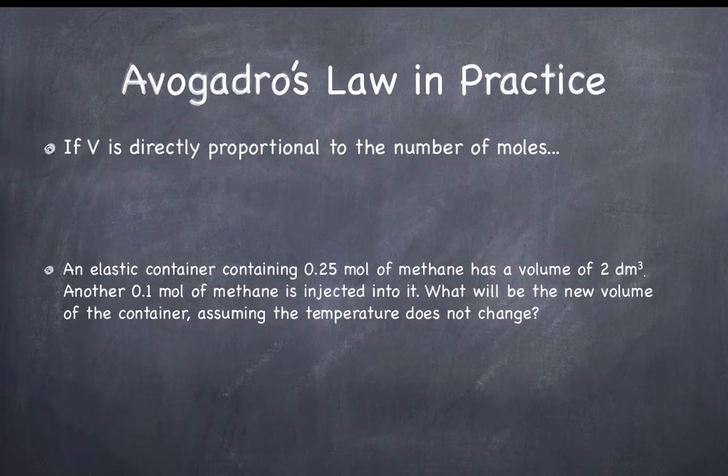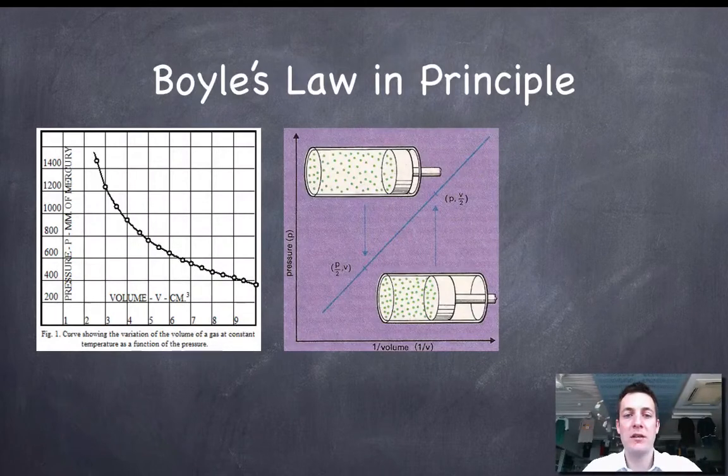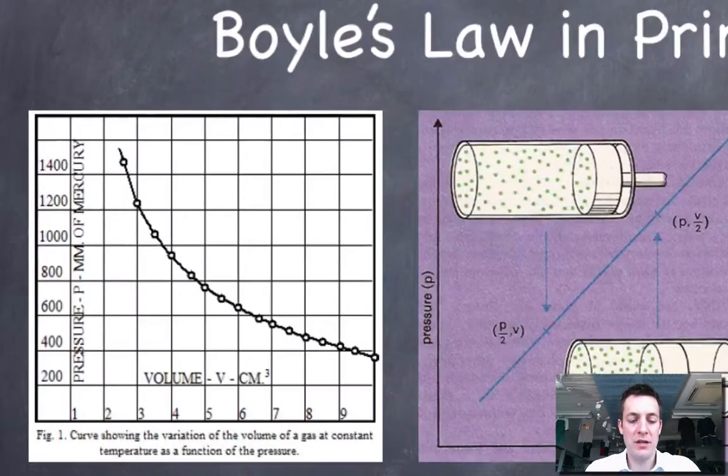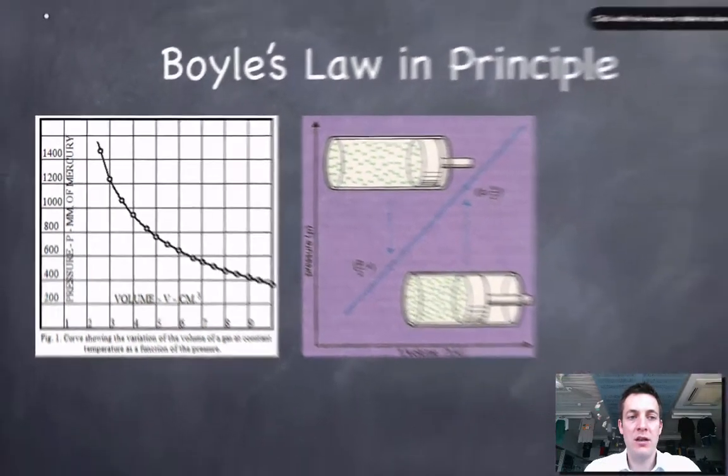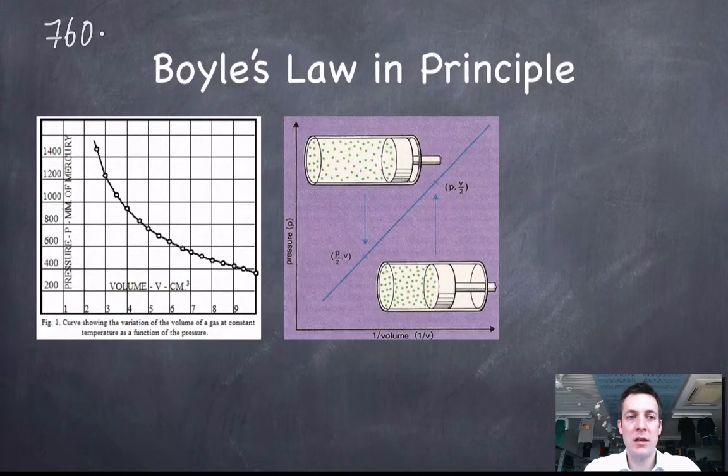Let's move on to the last of the 3 laws that we're going to look at, and that is Boyle's law. Boyle's law says that the volume of a gas is inversely proportional to its pressure. So in other words, if I plot the pressure of a gas, and notice here that the units of pressure we're being given are millimeters of mercury. It's worth noting that there are 760 millimeters of mercury in 1 atmosphere.